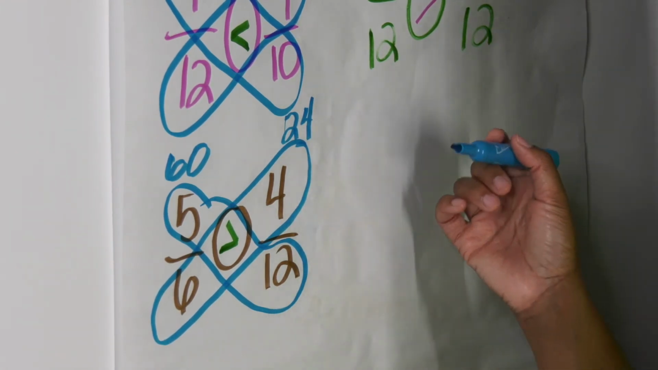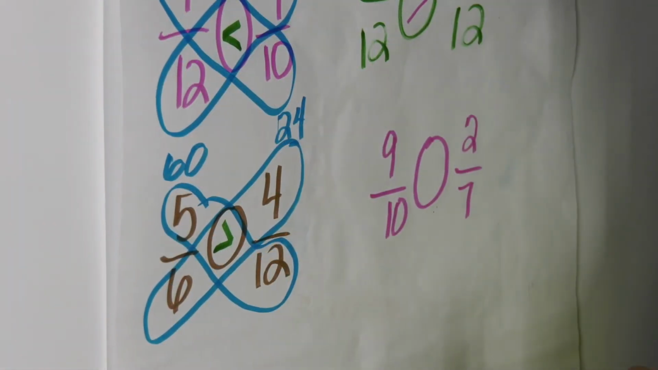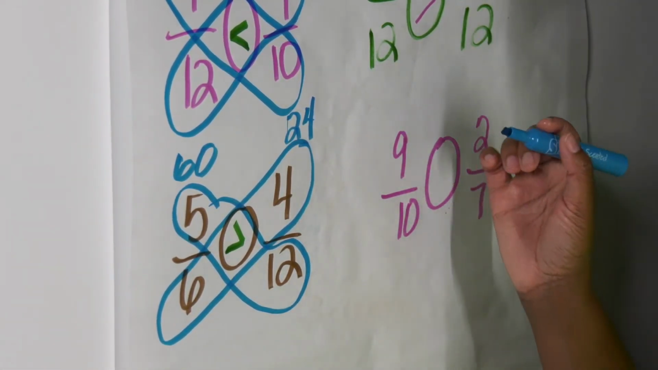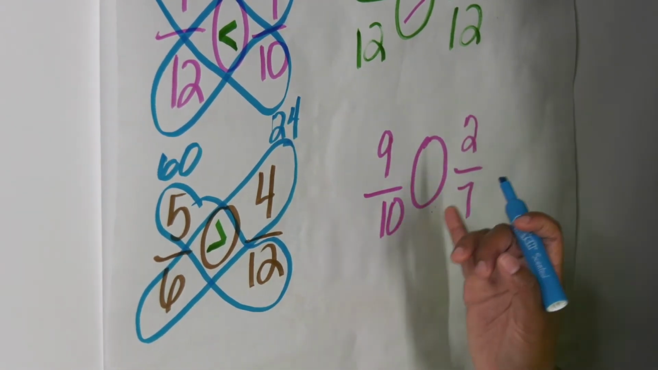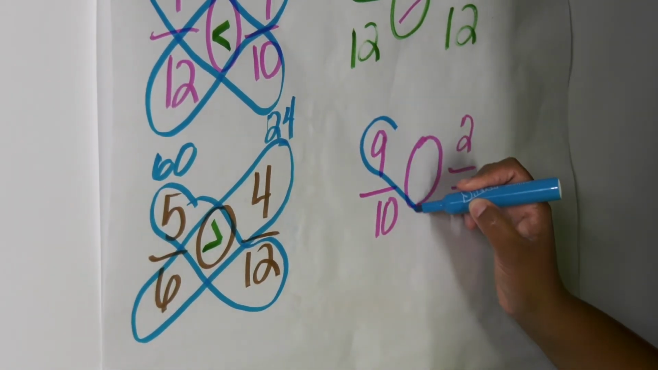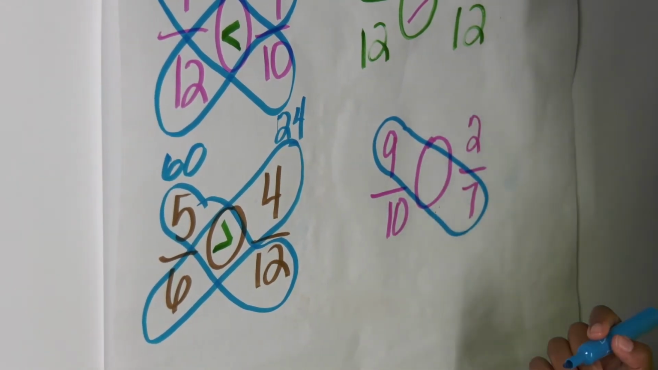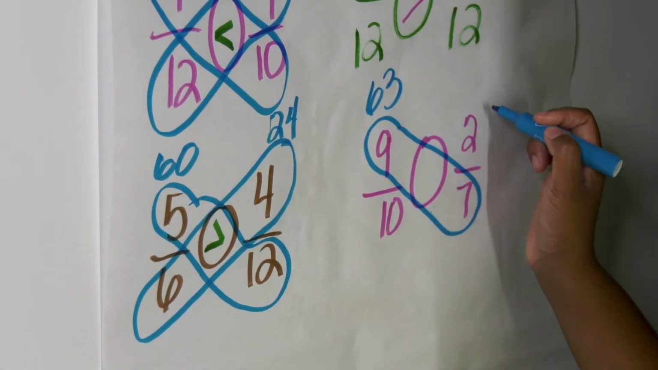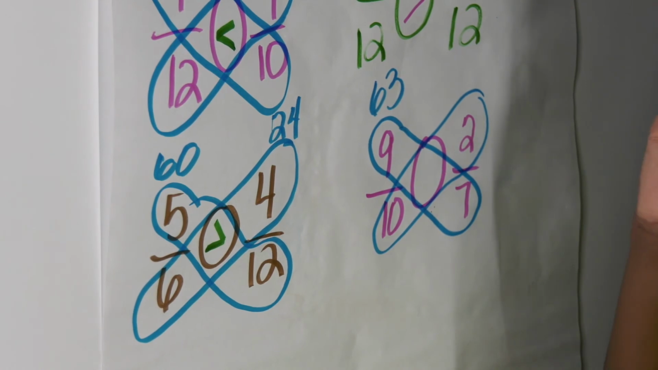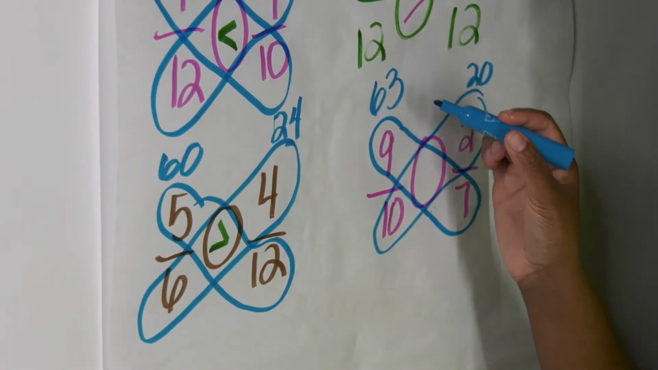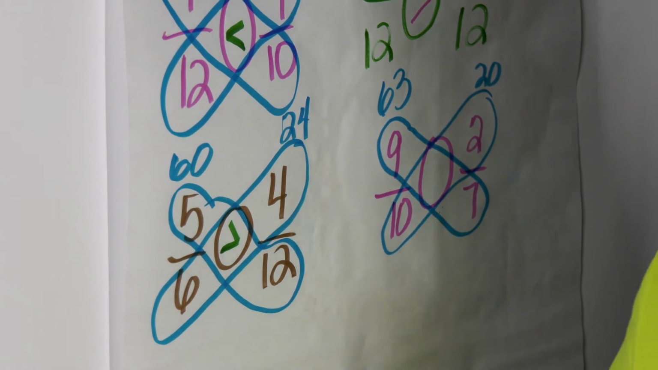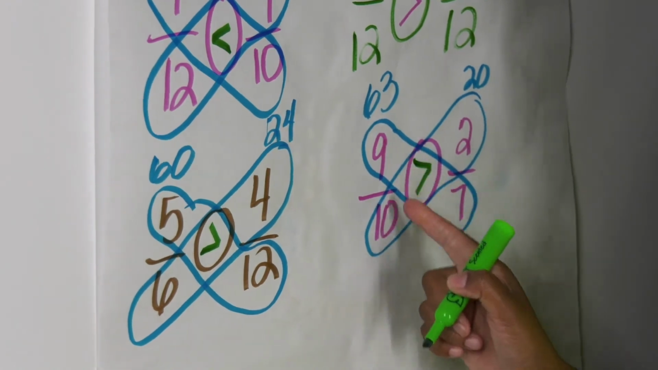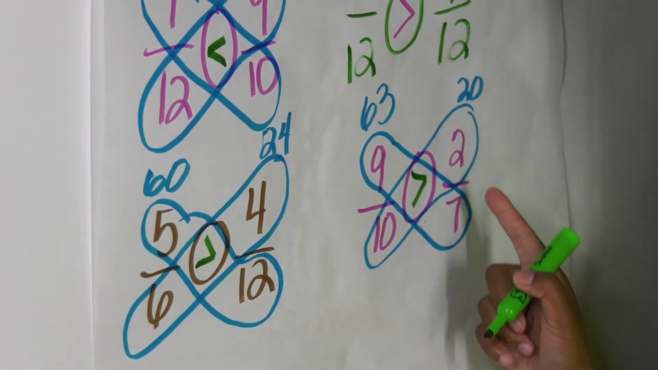And then our last example. Okay. 9 tenths compared to 2 sevenths. And then we're going to identify first that the denominators are different. So then that means we can use our butterfly method, make our first wing, multiply 9 times 7, which is 63. And our second wing, 10 times 2, which is 20. So 63 compared to 20, 63 is greater than 20. So 9 tenths is greater than 2 sevenths.